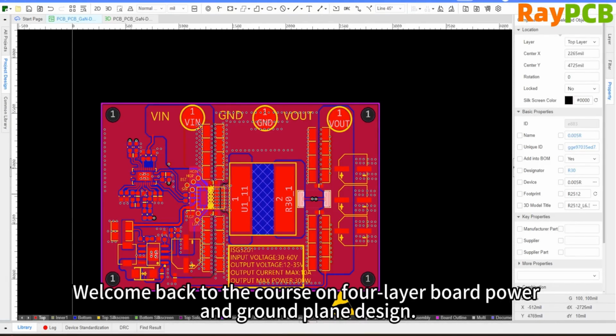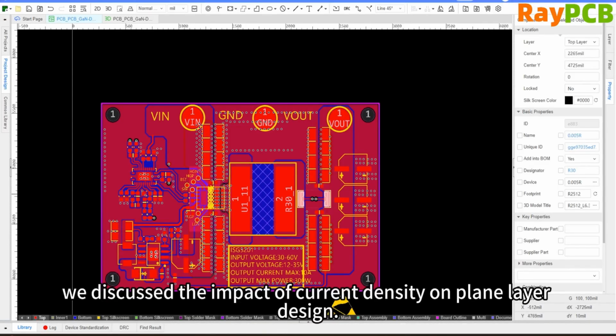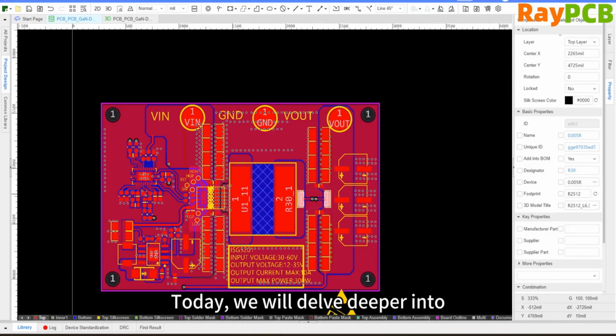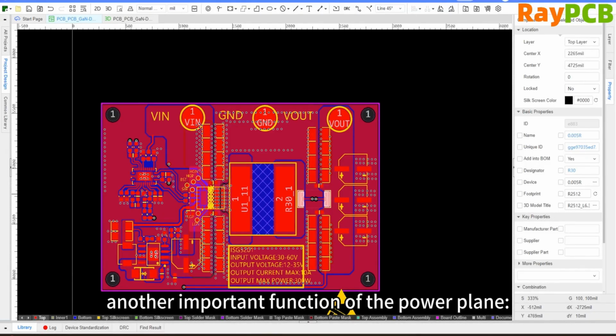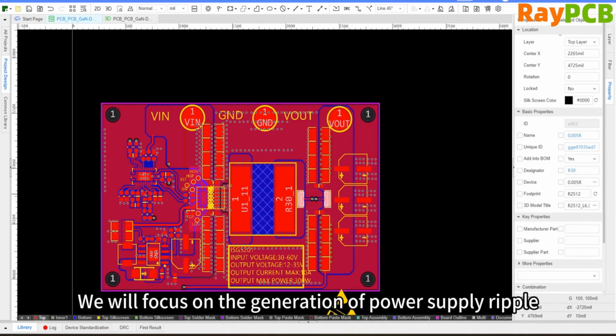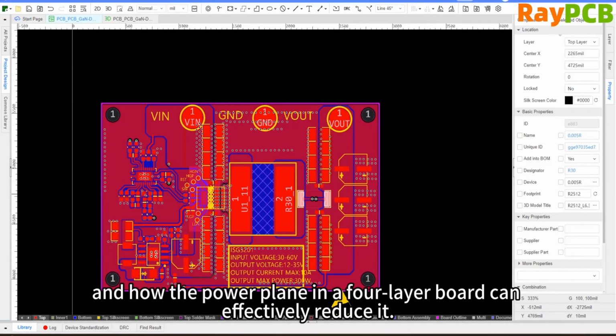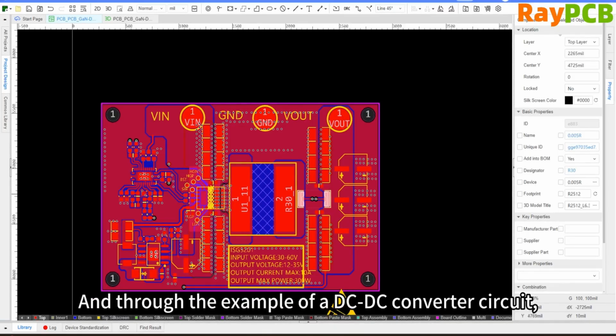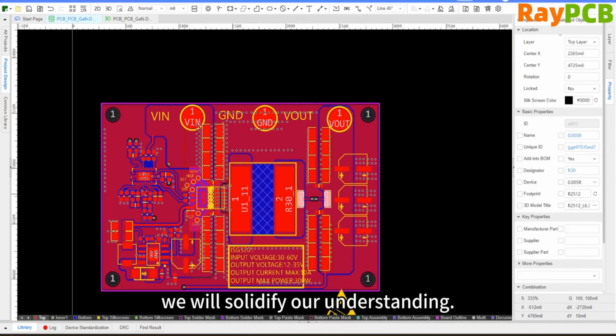Welcome back to the four-layer PCB power and ground plane design course. In the last session, we discussed the impact of current density on plane layer design. Today, we will take a deeper look at another important function of the power plane, ripple suppression. We will focus on how power supply ripple is generated, how the power plane in a four-layer board can effectively reduce it, and reinforce our understanding with a case study of a DC-DC converter power supply.